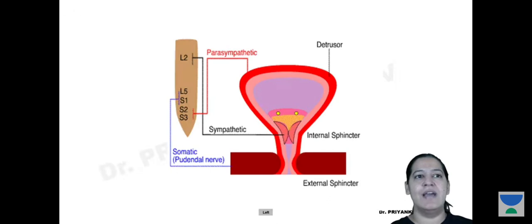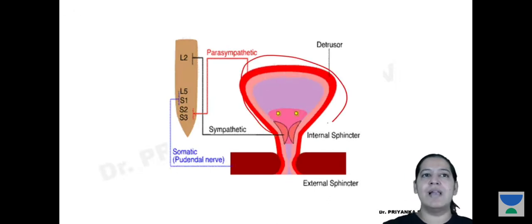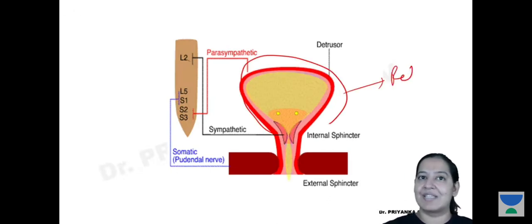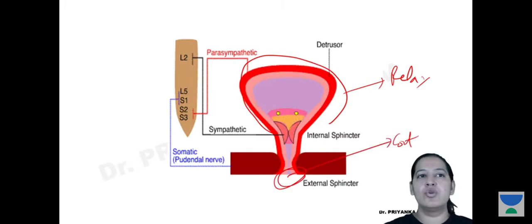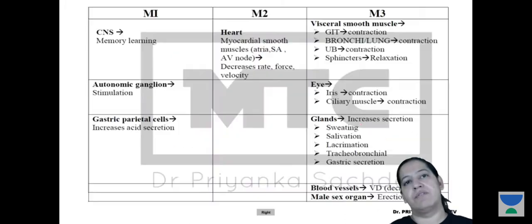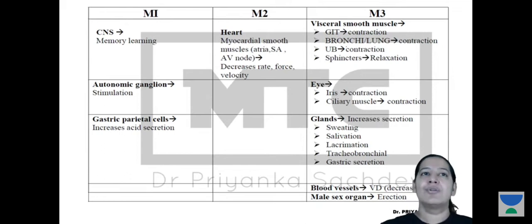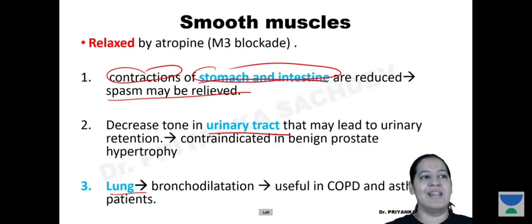You can see here, this is the detrusor muscle. So here the detrusor muscle is relaxed, and this is the sphincter. The sphincter is contracted. So they cause urinary retention because of this property. And these drugs are contraindicated in BPH because they increase the chances of urinary retention. So that was it, and coming to the third organ, the lung.